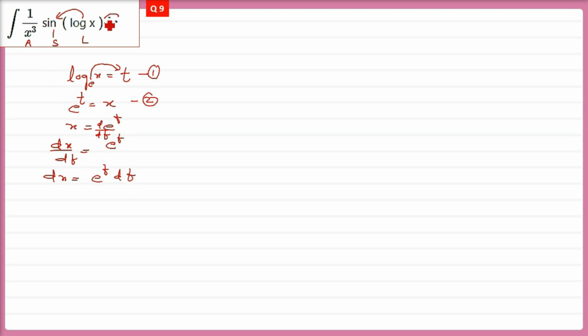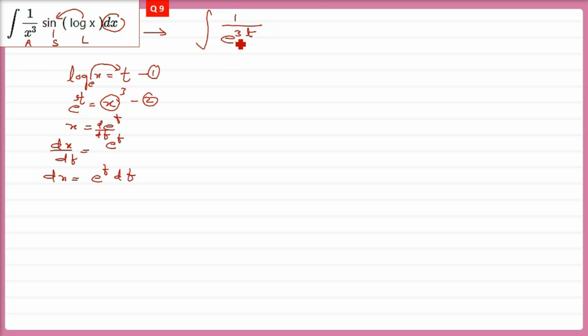So when we are taking log x as something, say t, then we have to talk about dx also. And dx also has come as e raised t dt. So this integration will be formed like this. 1 by x cube. Now x is e raised t. So x cube will be e raised 3t. So e to the power 3t it is.